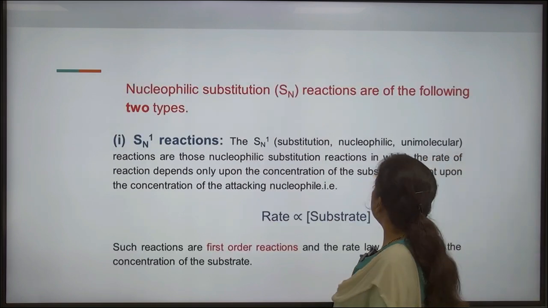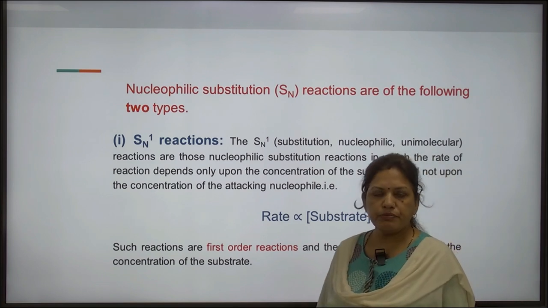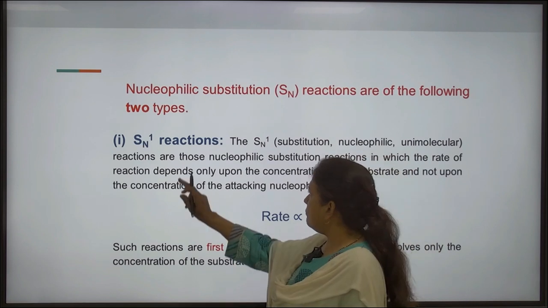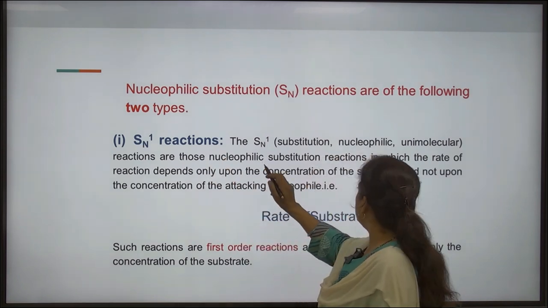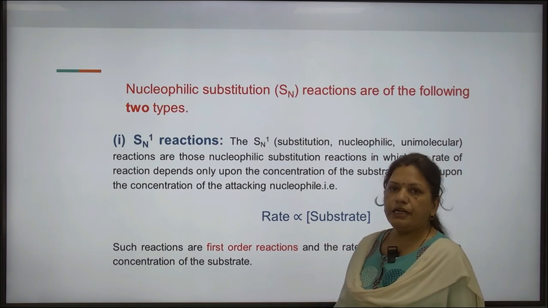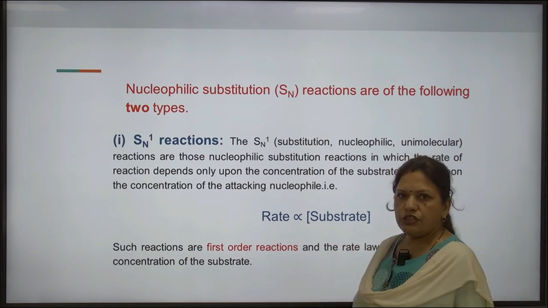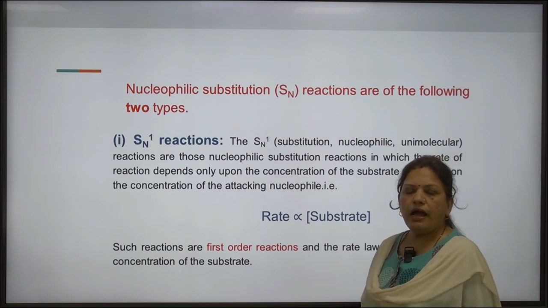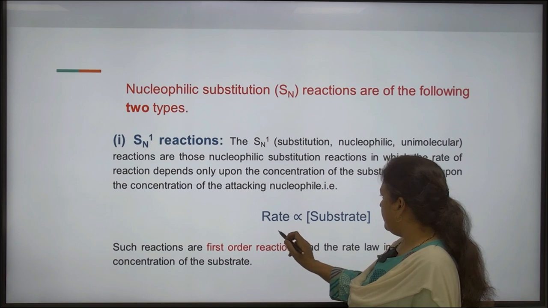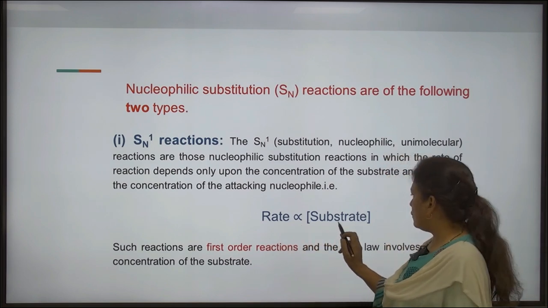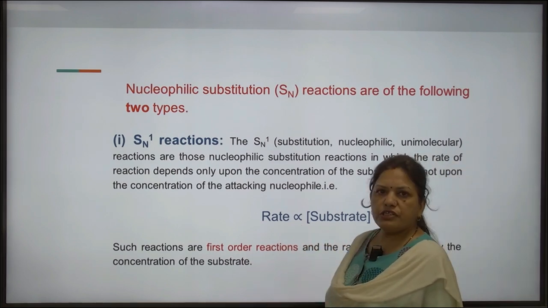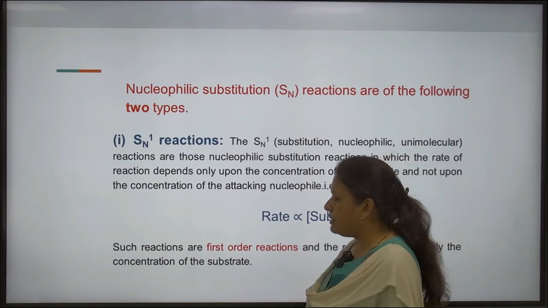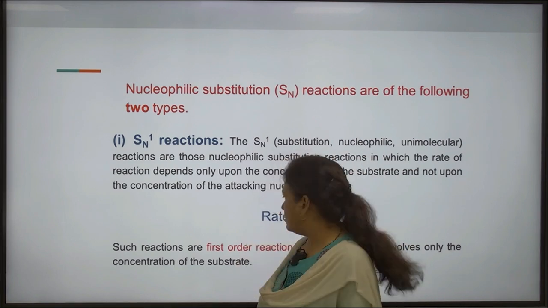Nucleophilic substitution reactions are of the following two types: SN1 reactions and SN2 reactions. SN1 reaction. In SN1 reactions, the rate of reaction depends only upon the concentration of substrate and not upon the concentration of the attacking species. Here, rate is directly proportional to the concentration of substrate. Such reactions are first order reactions and the rate law involves only the concentration of substrate.